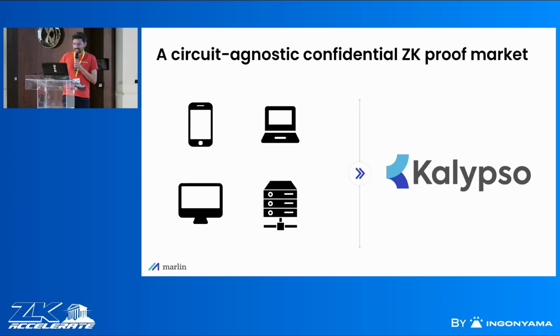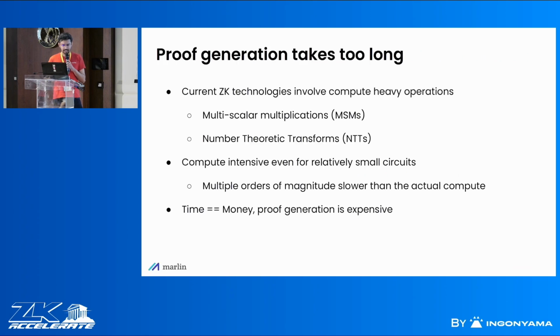So the reason we started building this was basically this, which is that ZK proof generation today takes way too long, and the primary culprit is the underlying math behind ZK. Right? It involves a lot of MSMs and NTTs that are really slow on consumer CPUs, and it's really compute intensive for relatively small circuits. So you can expect something around 3 to 4 orders of magnitude of slowdown compared to just running the compute directly, right?